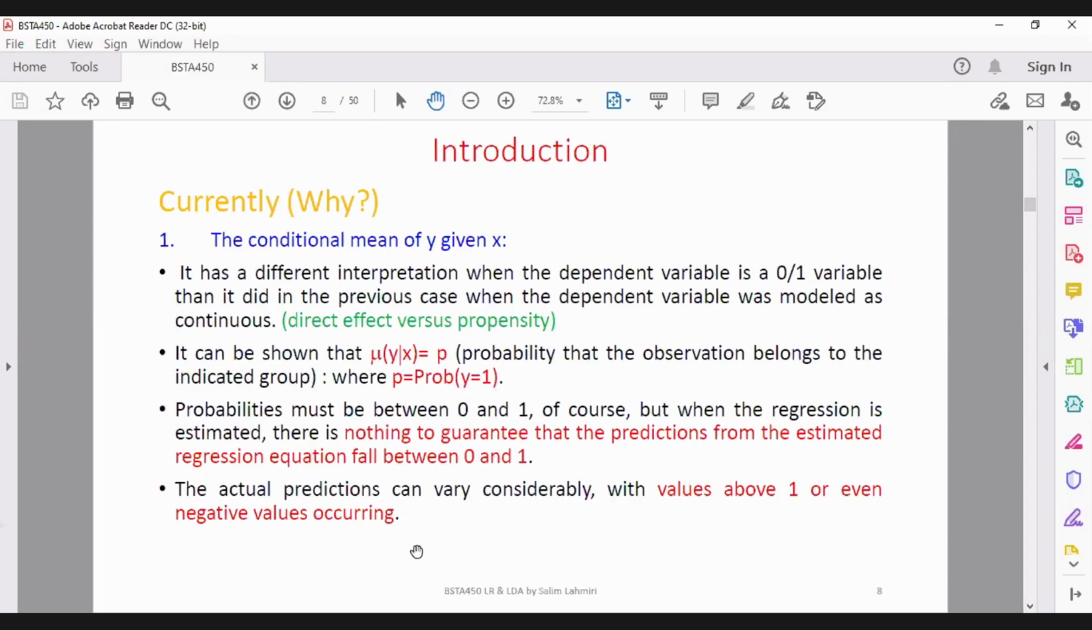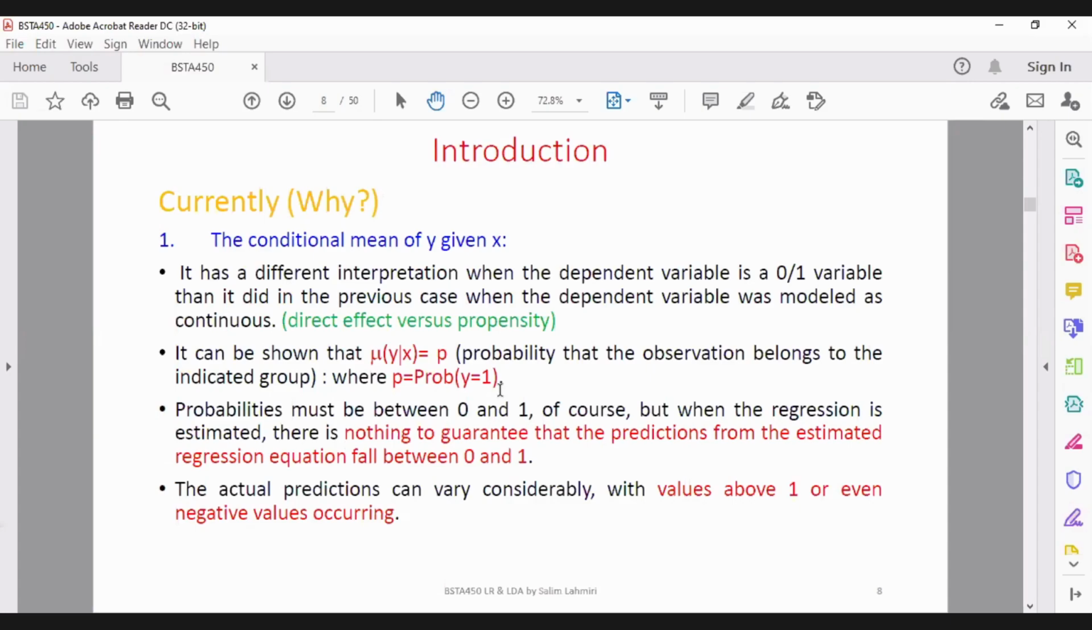First, the conditional mean of y given x is different. It can be shown that the mean of y given x is equal to p. When y is a binary variable, the conditional mean of y given x is a kind of probability, denoted p. p is the probability that the observation belongs to the indicated group, where p is equal to the probability that y is equal to 1.